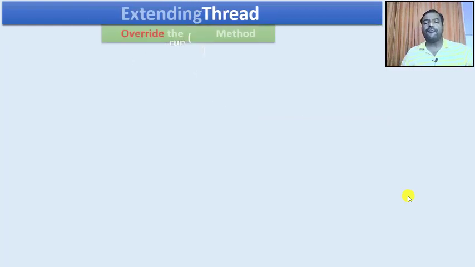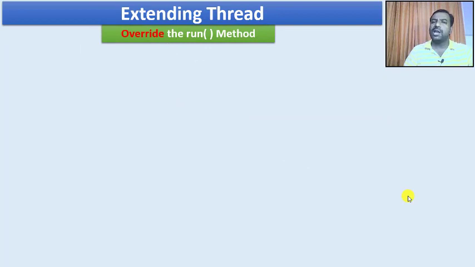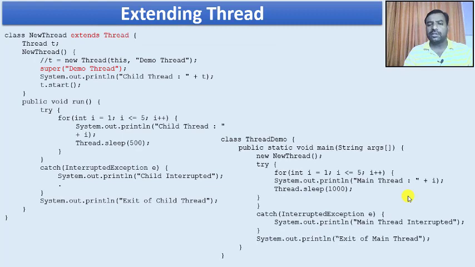So now we will see how we are going to use the second method and how we are going to extend a thread. Whenever we extend a thread, the run method should be overridden. That means I should redefine the body for the run method. So now just look at this program.